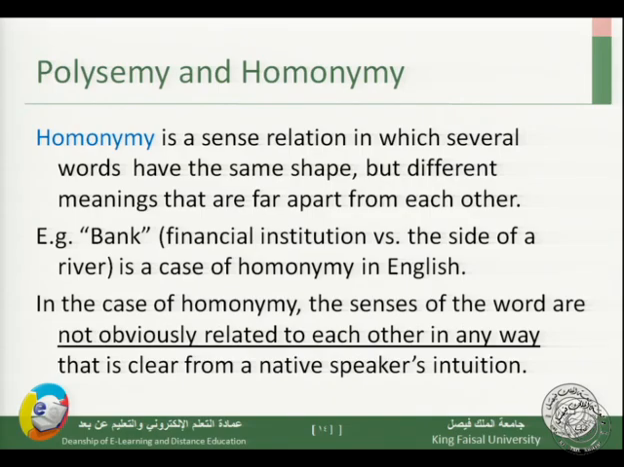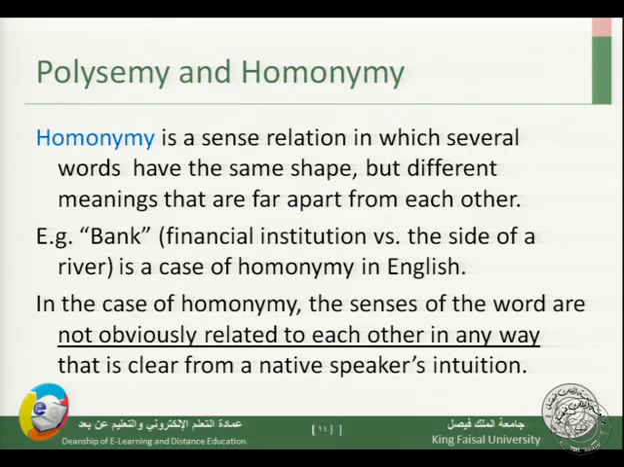Homonymy is the second sense relation, and we're going to compare it with polysemy. Homonymy is a sense relation in which several words have the same shape. They look the same, or they sound the same, or both, but have different meanings that are far apart from each other. You look at both words, you see the same spelling, you hear the same pronunciation, but the meaning is far apart. There is nothing related between the two meanings.